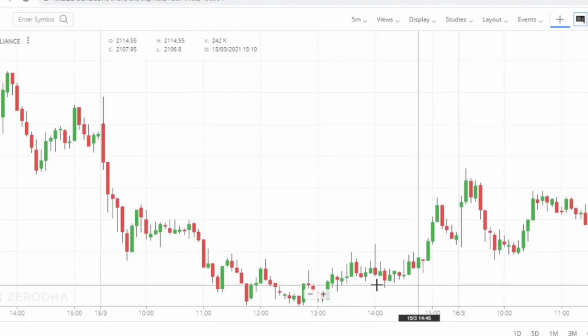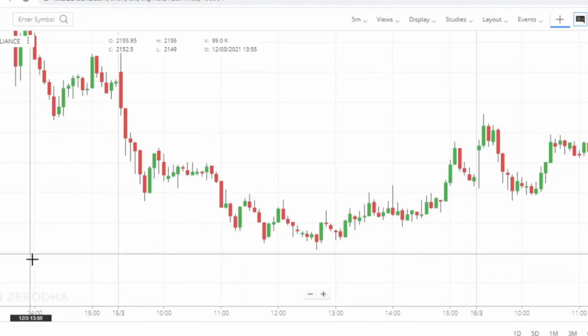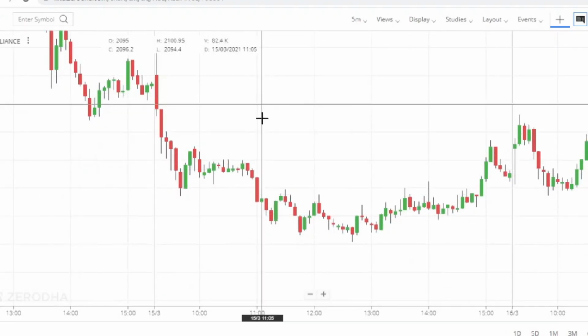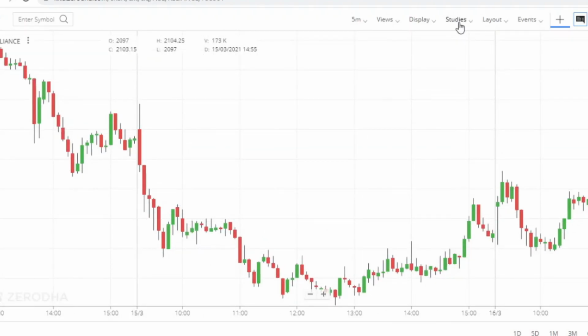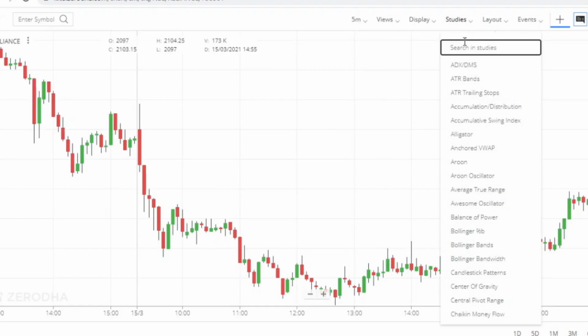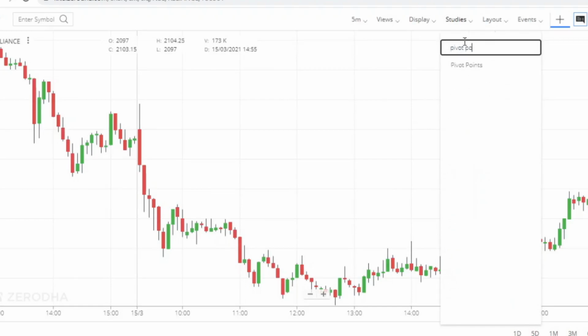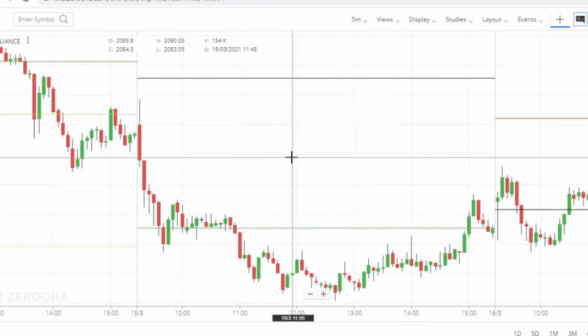So you can see a Reliance chart here. You can see a naked chart. You don't have any support and resistance levels here. You don't have any lines here. Once I go to the studies and search for pivot points, you can see here, I just apply the pivot points in my chart.